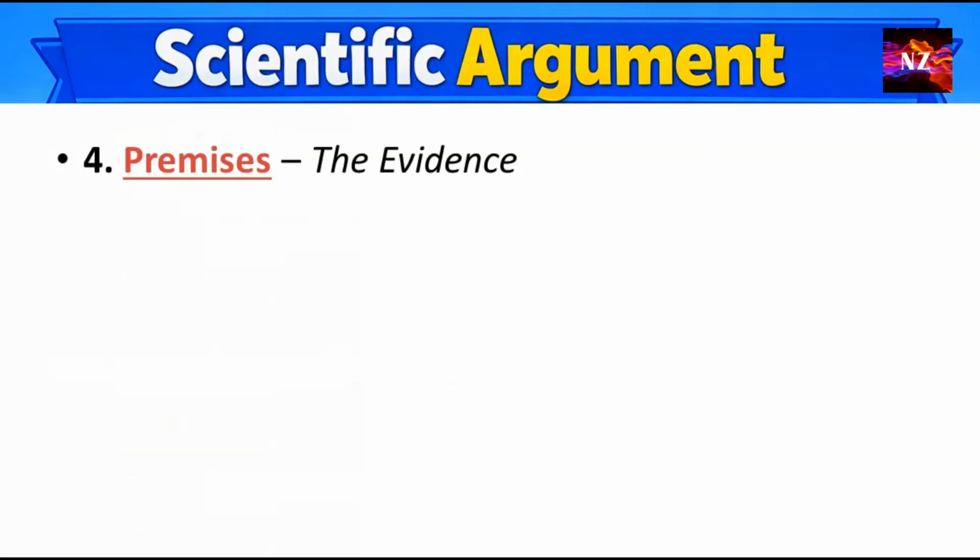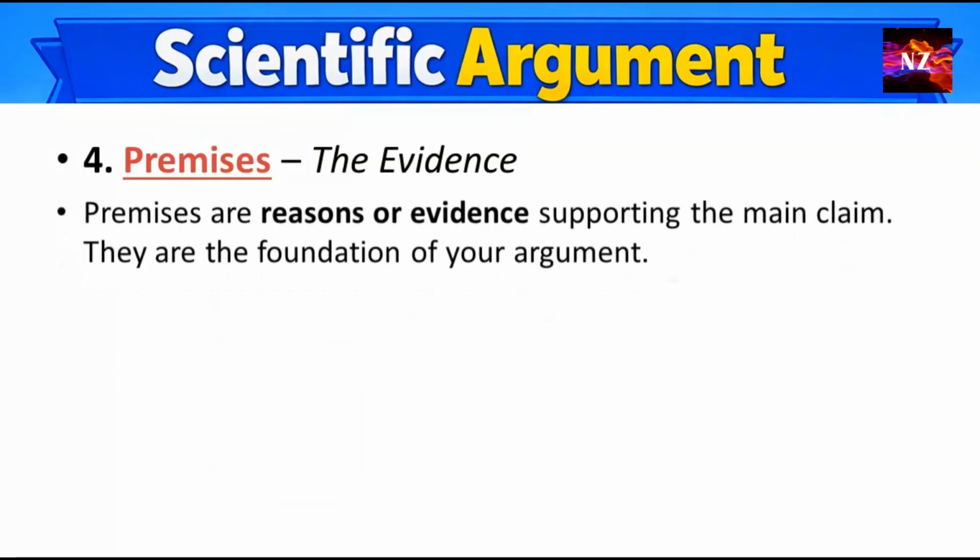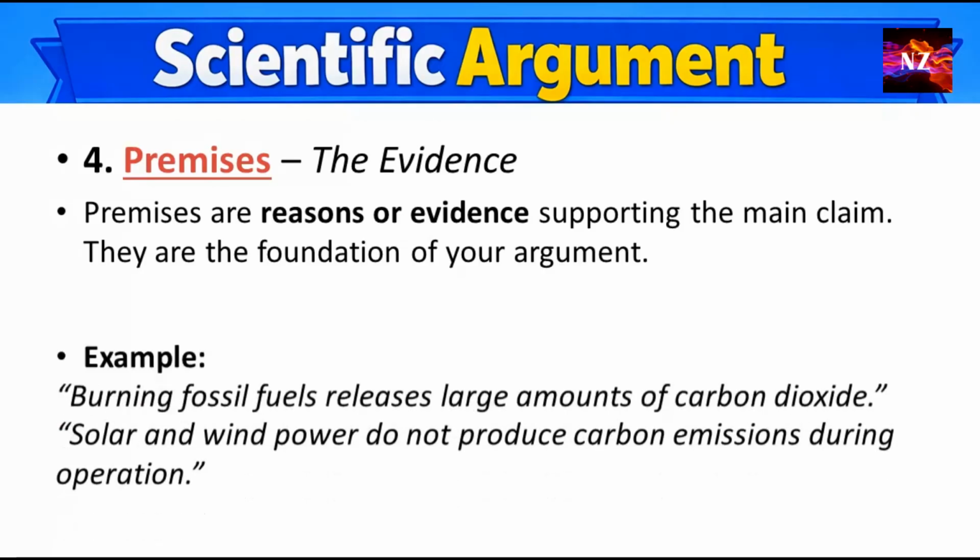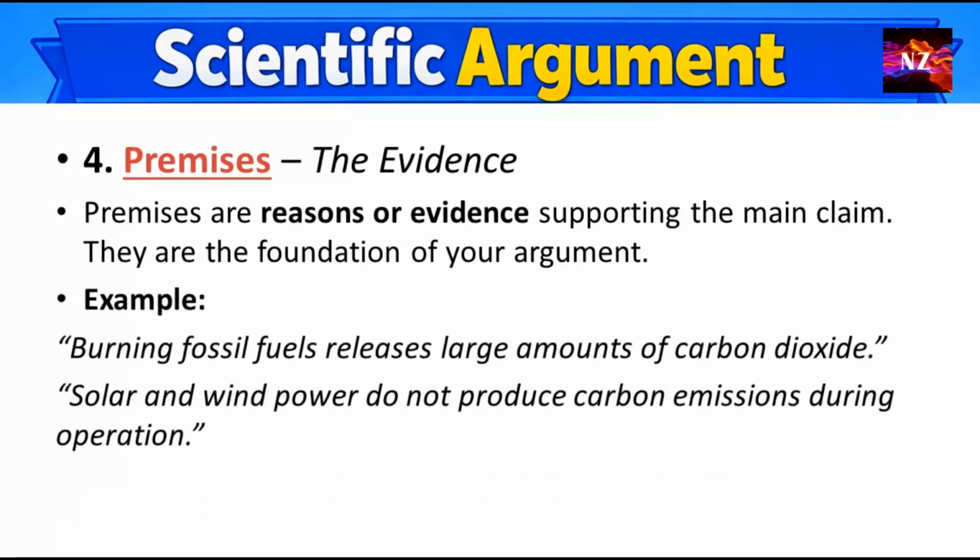The fourth part of the scientific argument is the premises, which are also known as the evidence. Premises are reasons or evidence that support the main claim. They are the main foundation of your argument. For example, burning fossil fuels releases a large amount of carbon dioxide. This is the main evidence, or we can say the premise. Solar and wind power do not produce carbon emissions during operation. This is also a premise. Both are premises, or the evidences that support the main claim.